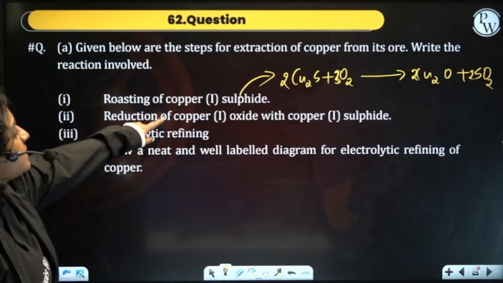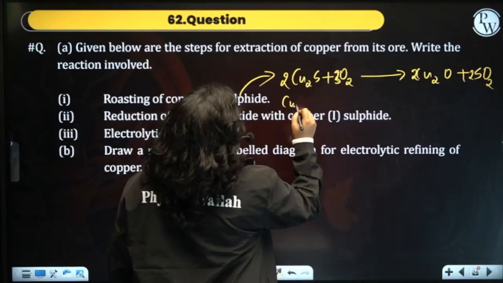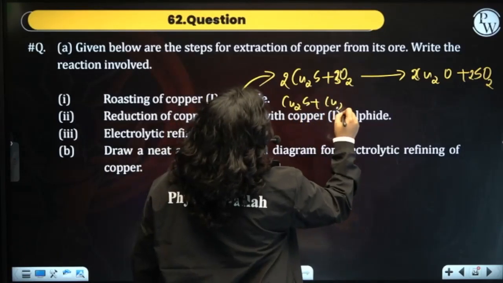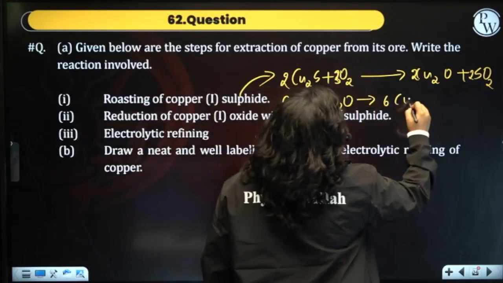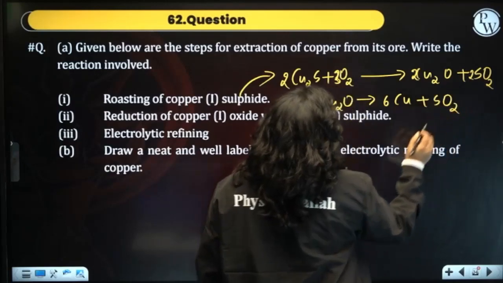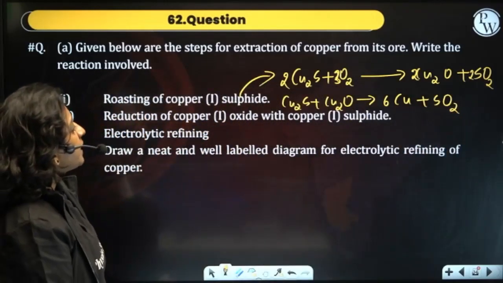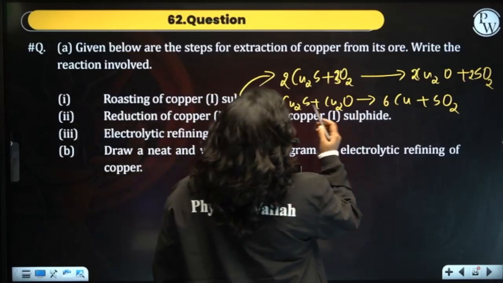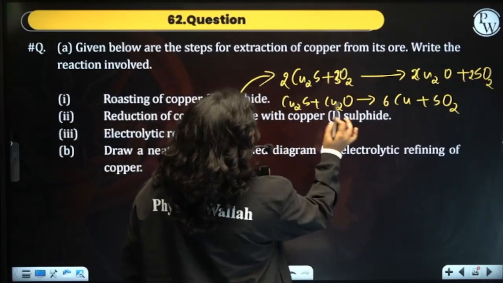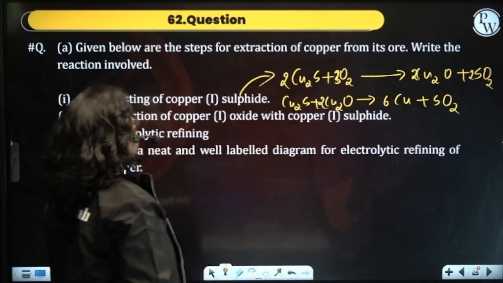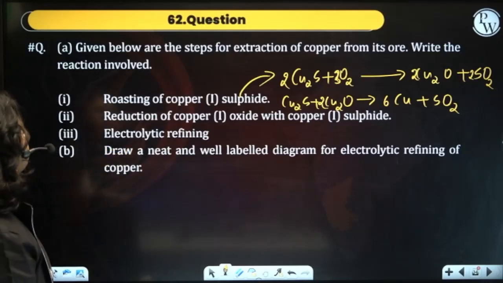Reaction of copper oxide with copper sulfide. Cu2S plus Cu2O forming 6 times Cu plus 1 time SO2. Okay, how do you balance it? Just you have to write here 2. That's it. Electrolytic refining.